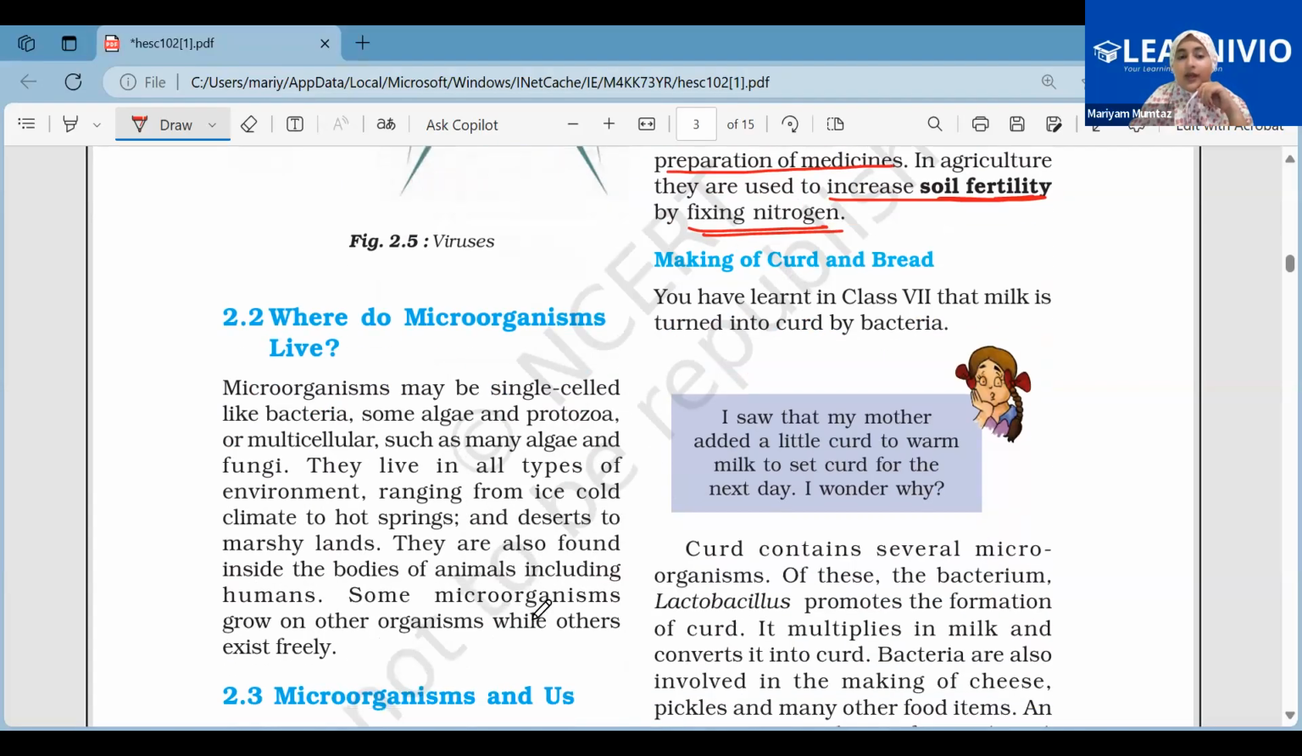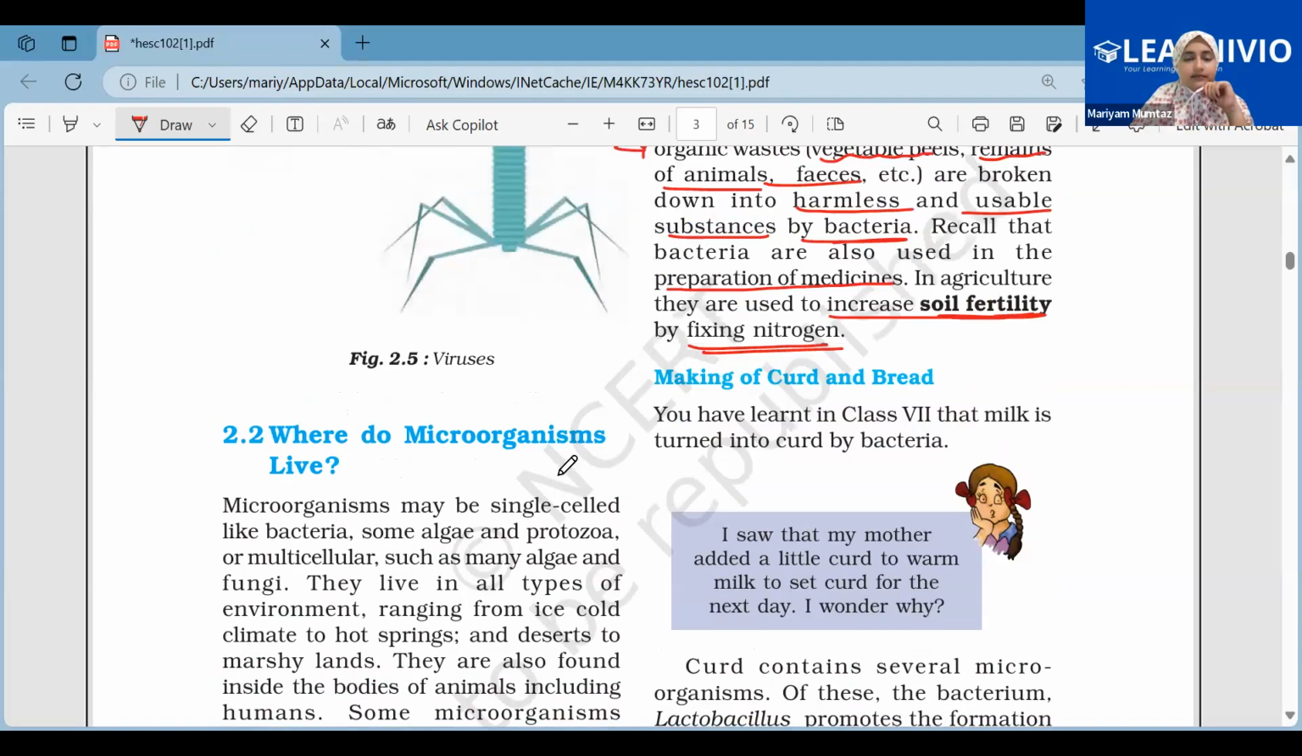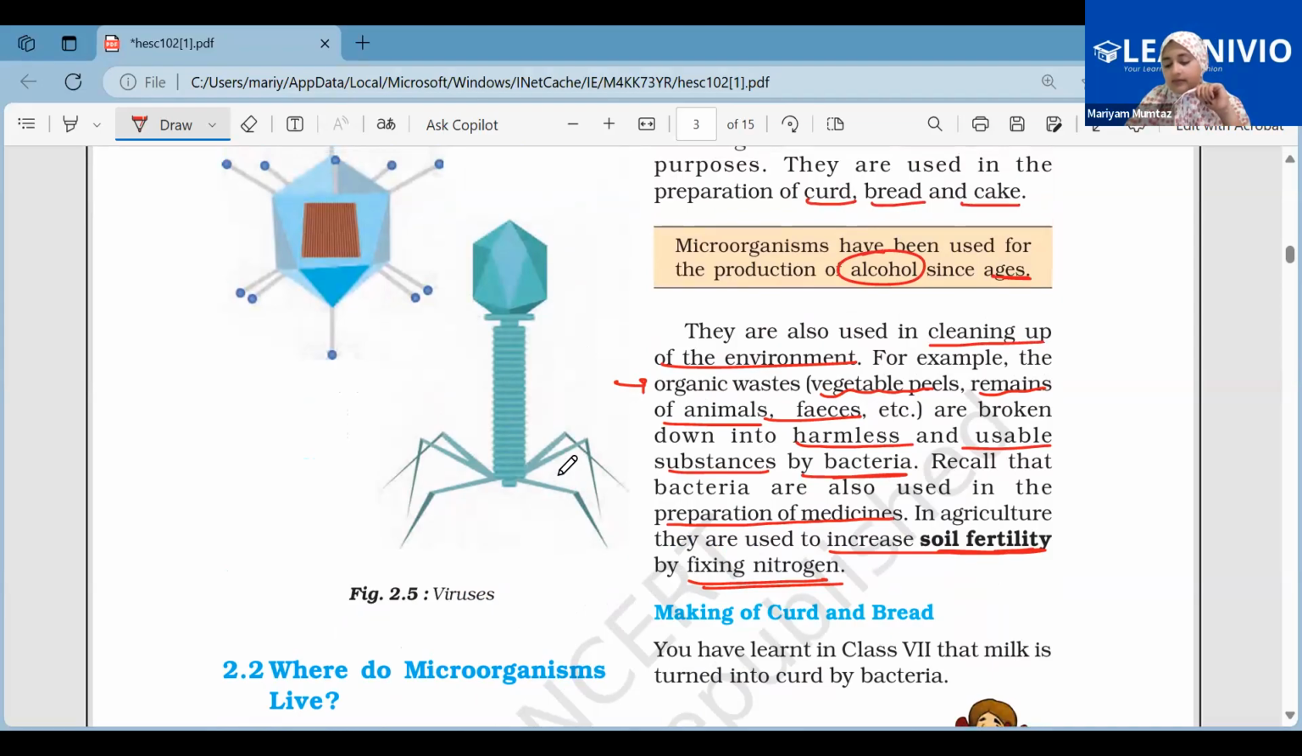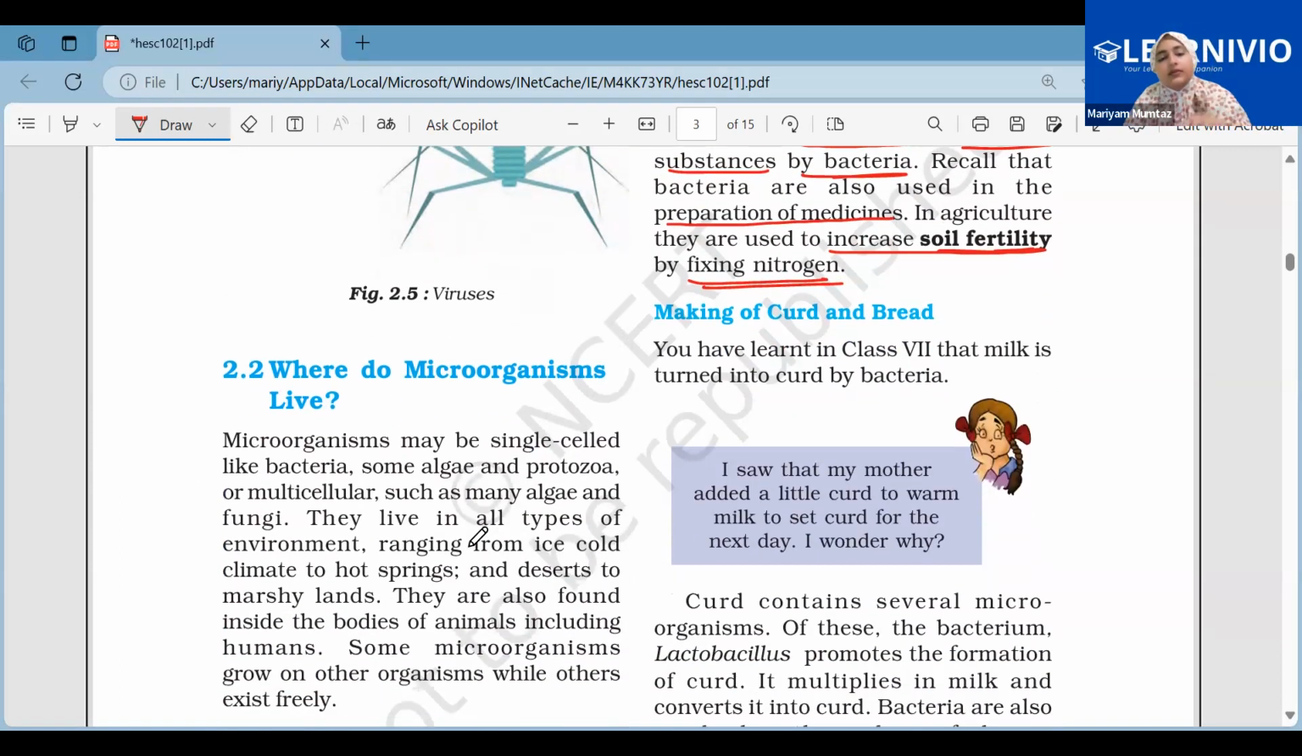So when we talk about where organisms live, tell me, what are the possible places that microorganisms might live in? It mostly depends on the climatic conditions, the temperature, the moisture. In those types of places we can find microorganisms. So what are those areas? I think deserts, if I'm right.